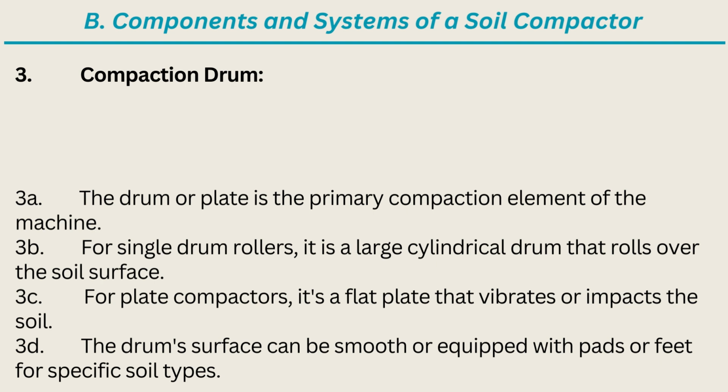3. Compaction drum or plate. 3A. The drum or plate is the primary compaction element of the machine. 3B. For single drum rollers, it is a large cylindrical drum that rolls over the soil surface. 3C. For plate compactors, it's a flat plate that vibrates or impacts the soil. 3D. The drum's surface can be smooth or equipped with pads or feet for specific soil types.